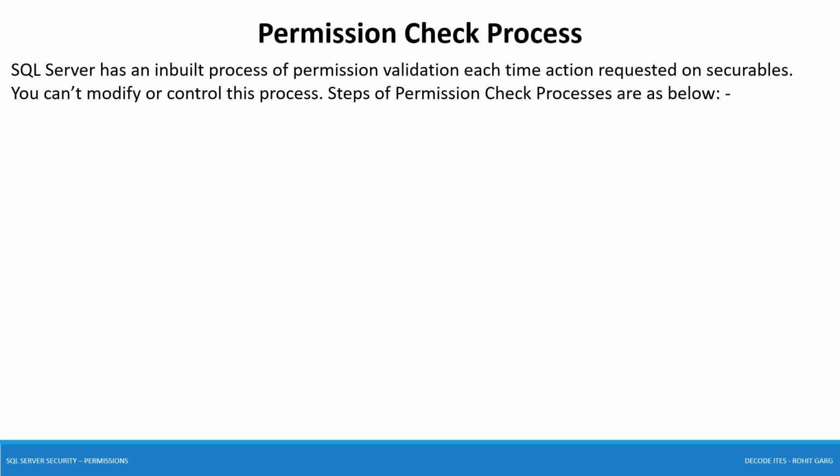Once you finalize permission elements and assign permissions to SQL Server principals, those principals can request access over securables. As and when access is requested, SQL Server runs the permission check process. SQL Server has an inbuilt process of permission validation, and each time an action is requested on a securable, this process will run. You cannot modify or control this process. The steps of the permission check process are as below.